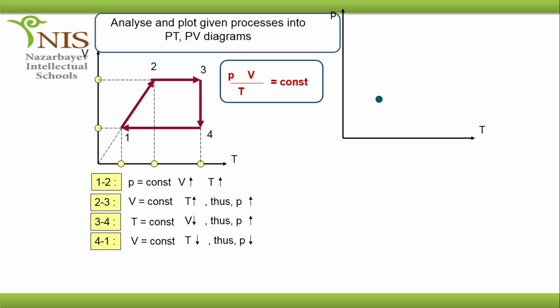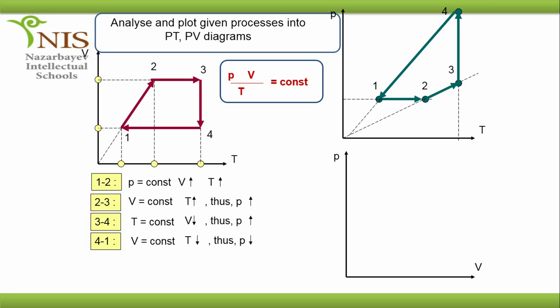Now the PT diagram. In the PT diagram, 1, 2 is P constant, 2, 3 is V constant, 3, 4 temperature is constant. Finally, V is constant, temperature is decreasing, pressure is also decreasing. Our PT diagram will be like that.